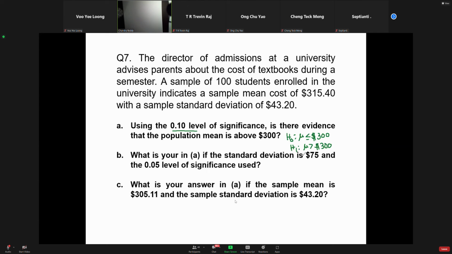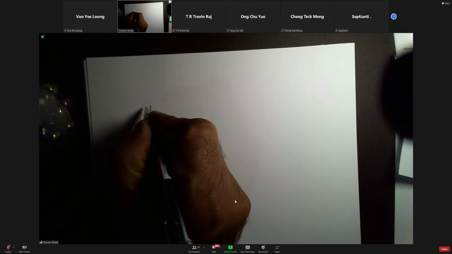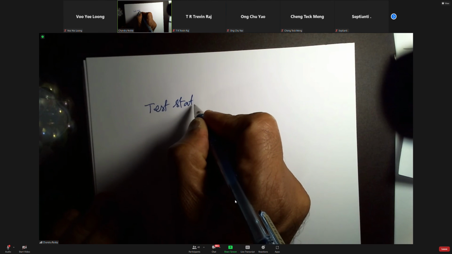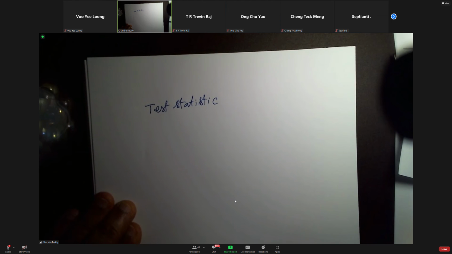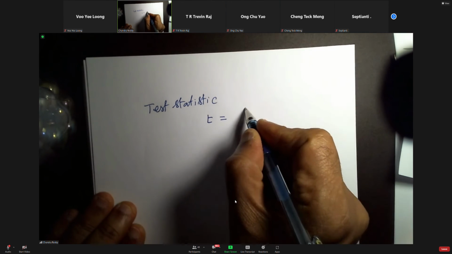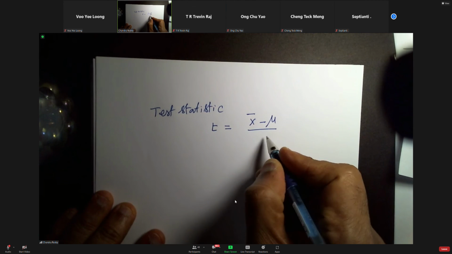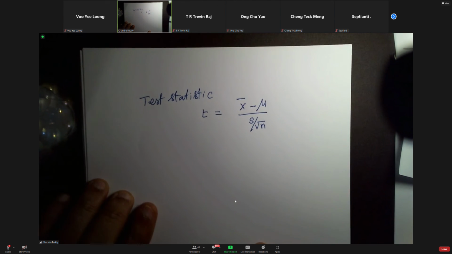So what type of test statistic can we use? In this case, we don't have the population standard deviation. So we'll be using the T statistic. The T statistic is X bar minus mu over the sample standard deviation over the square root of the sample size.